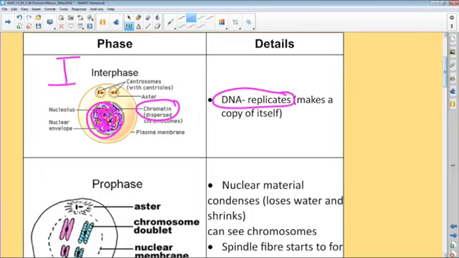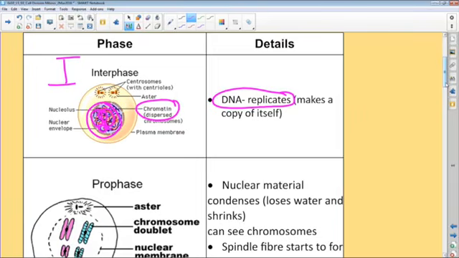But what it does do, which we cannot see, very important, it makes a copy of the DNA. Makes a copy of the DNA. The DNA replicates. Okay. Now we go on to the next phase.